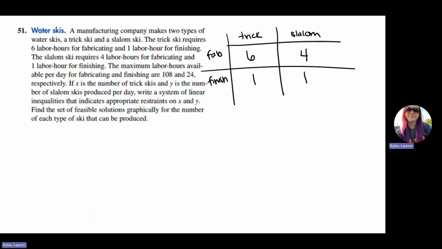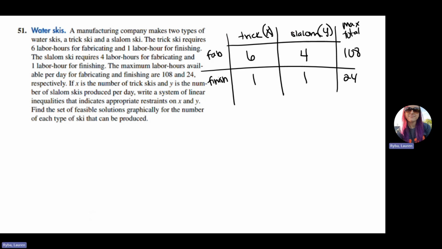The maximum number of labor hours available per day for fabricating. Okay, so max total, 108 and 24 respectively. If X is the number of trick skis, and Y is the number of slalom skis produced every day, write a system of linear inequalities that indicates the appropriate restraints on X and Y, and then find the set of feasible solutions graphically for the number of each type of ski that can be produced.